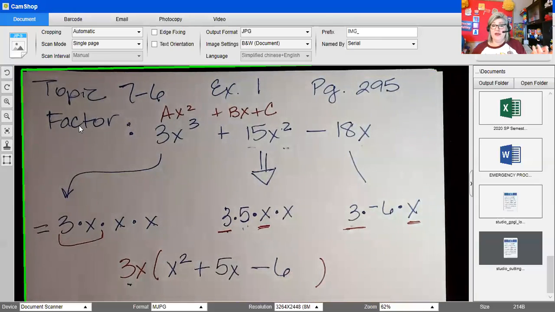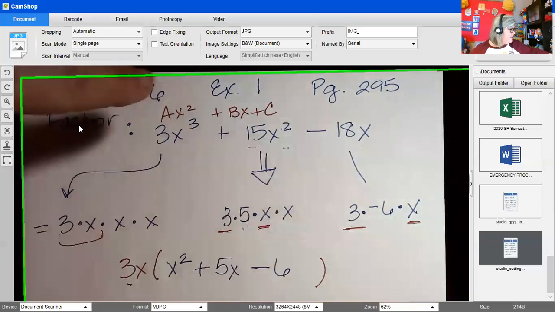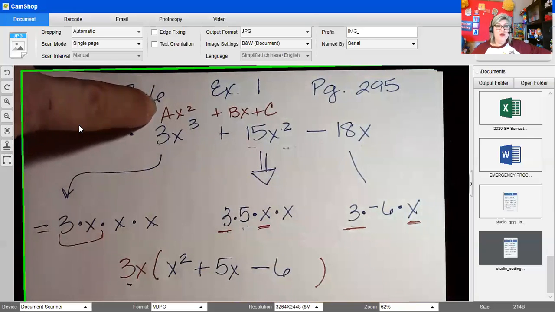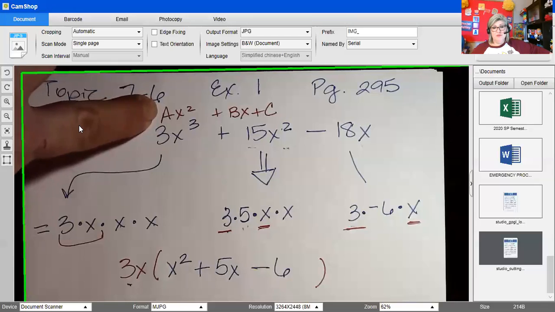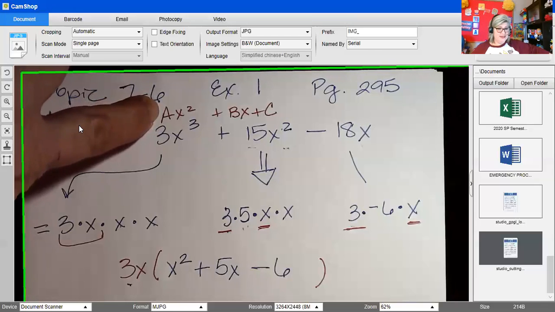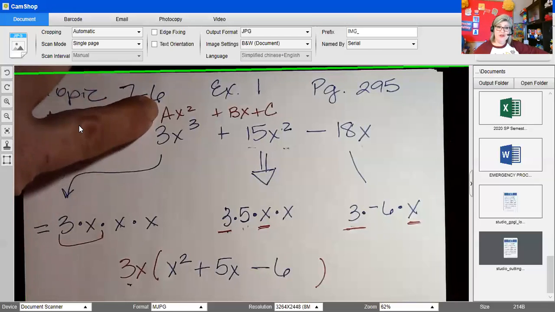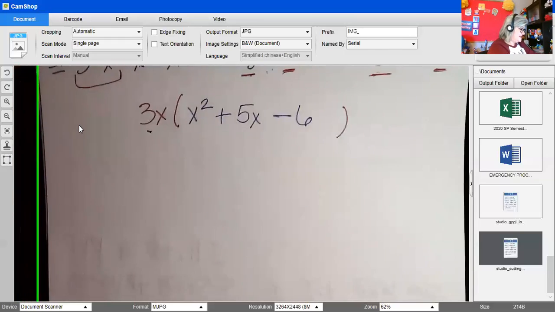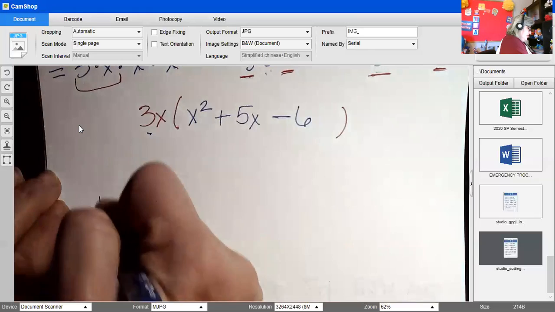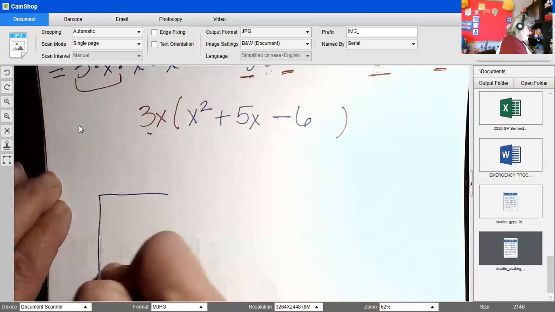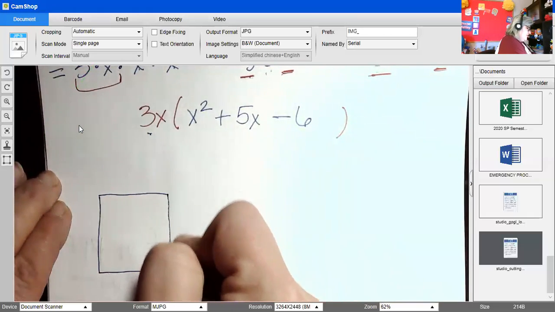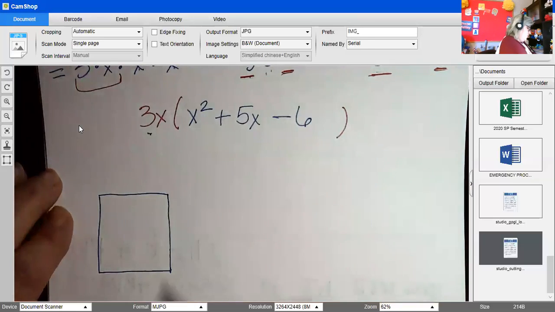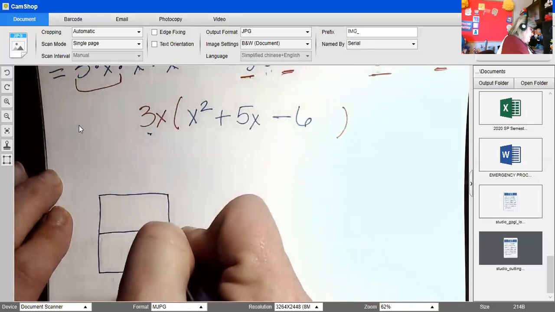Now we have a quadratic. It meets the quadratic standard form of ax squared plus bx plus c. So we can factor it using our standard factoring methods. So I'm going to draw the box, and I'm drawing the box because it's very helpful for us to double check everything once we get done with the cross method.